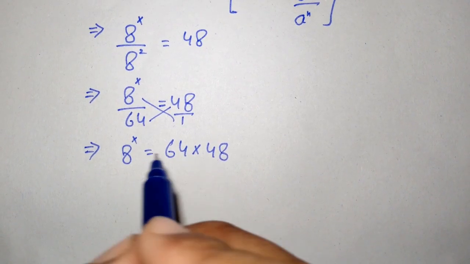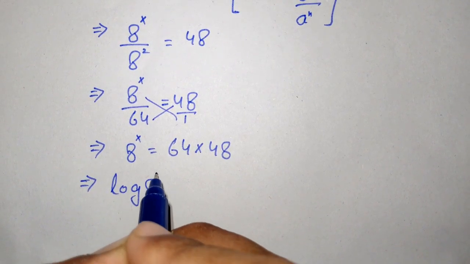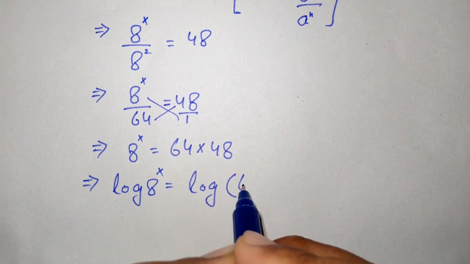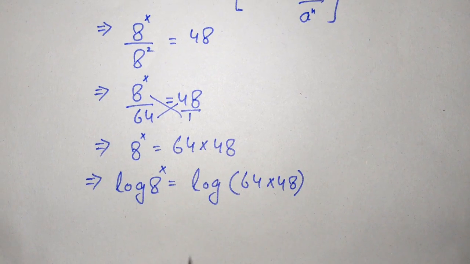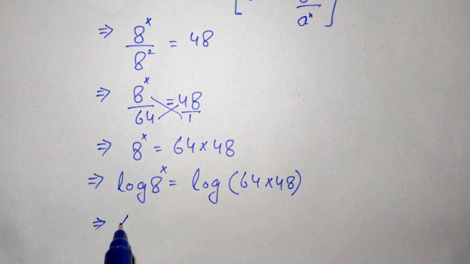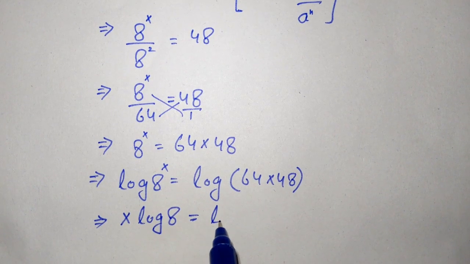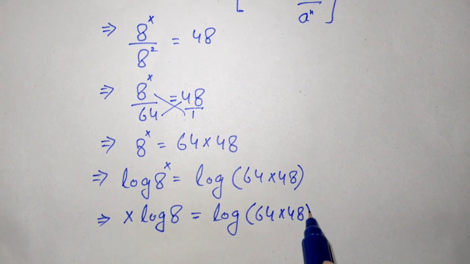Now we have to take common log at both sides, so this will become log of 8 to the power of x is equal to log of 64 times 48. Now we have to move this x to the front, so this will become x log 8 is equal to log of 64 multiply 48.